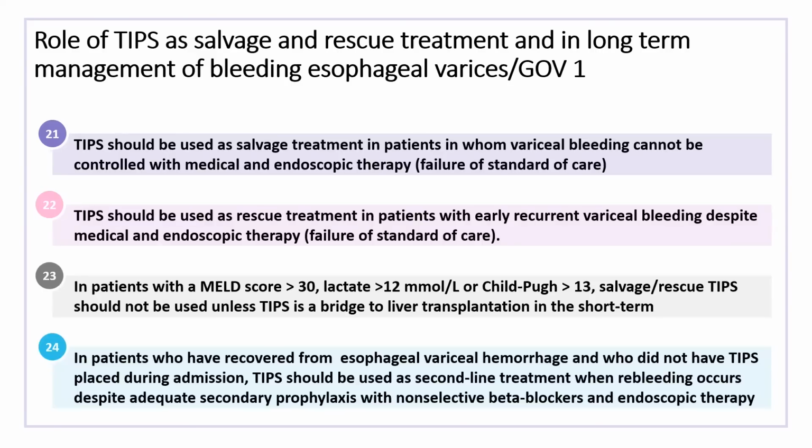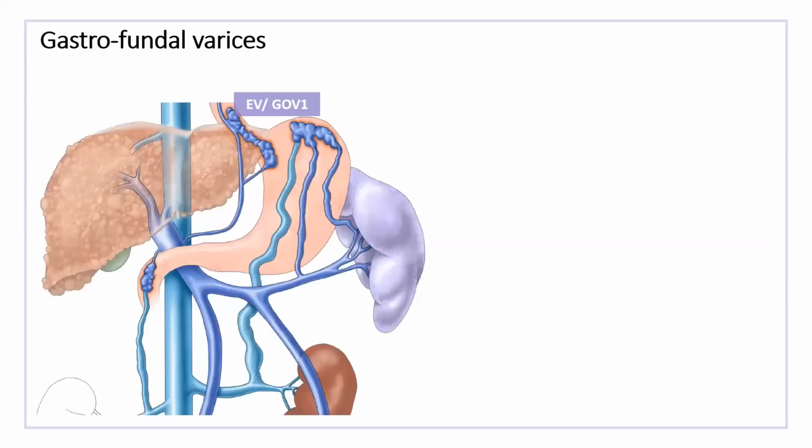Now, in patients who have recovered from variceal hemorrhage and who did not have TIPS placed in the first admission, TIPS should be considered a second-line therapy when rebleeding occurs, despite secondary prophylaxis, non-selective beta blockers, and endoscopic therapy.